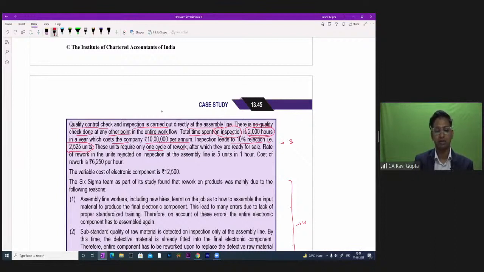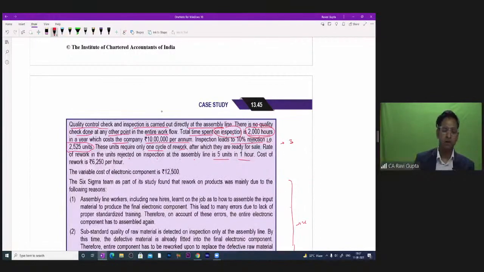The rate of rework in the units rejected on inspection at the assembly line is 5 units in 1 hour. That means in 1 hour we can rework 5 units. The cost of rework is 6250 per hour. Okay. Variable cost of electronic component is 12,500.